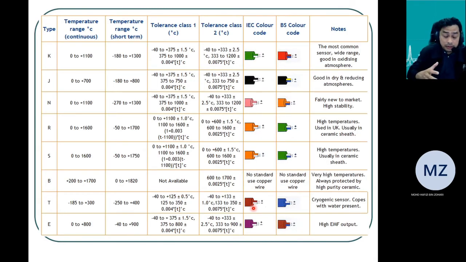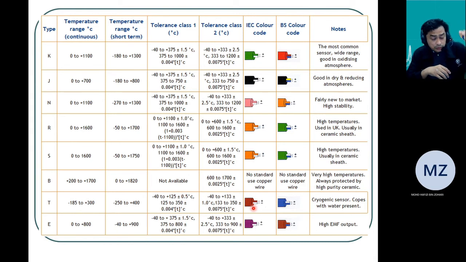So here is another example, with more details about the types. The previous slide showed the materials, but this one shows the range. For example, K can be used for 0 to 1100 for continuous temperature measurement. For short-term measurement, it can go from negative 180 to 1300. So for short-term use, it can cover a larger range.